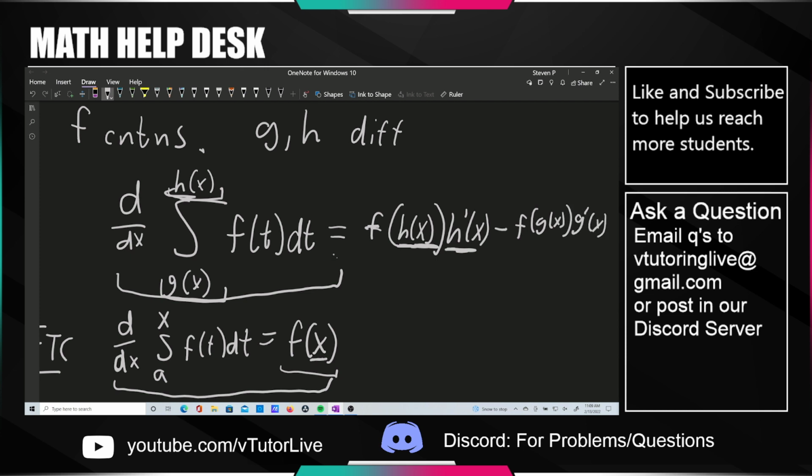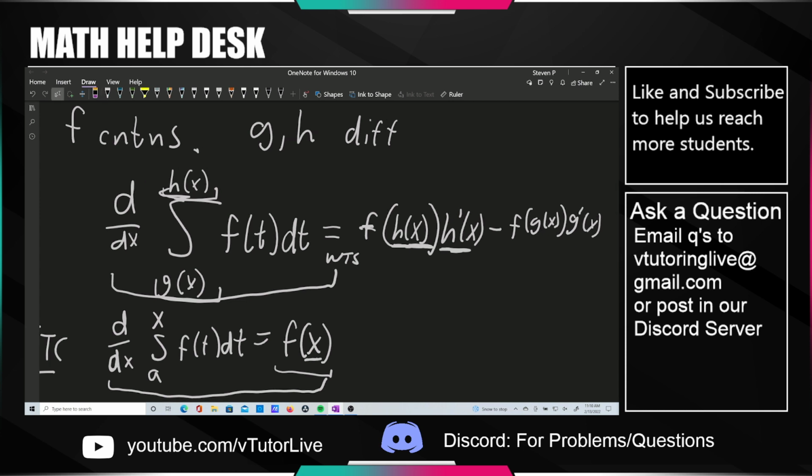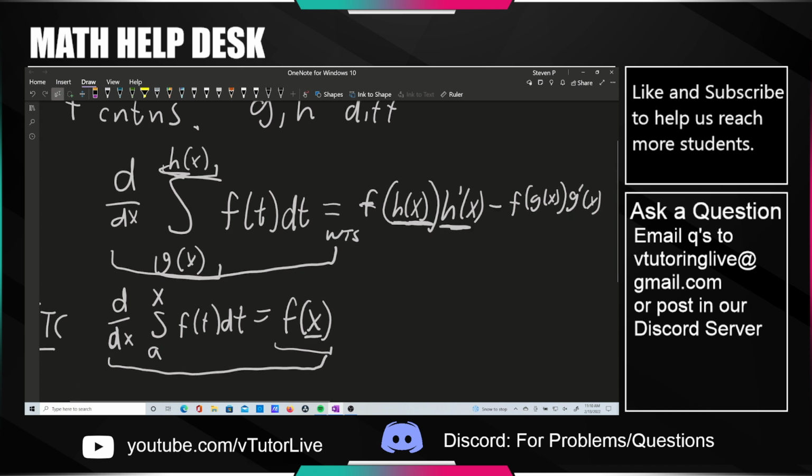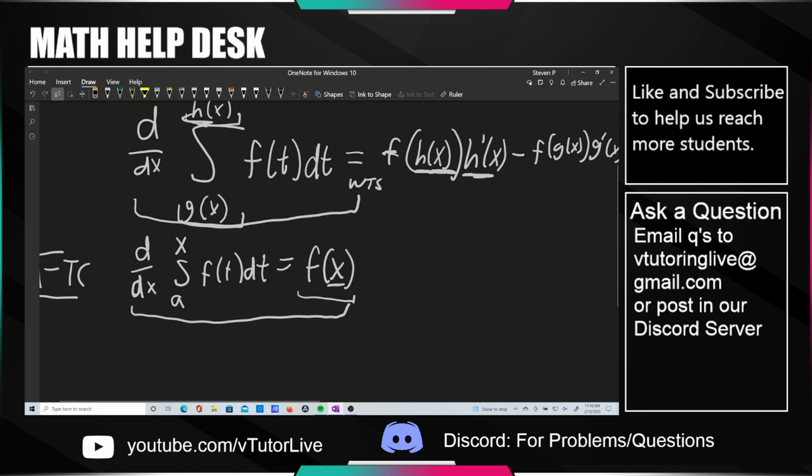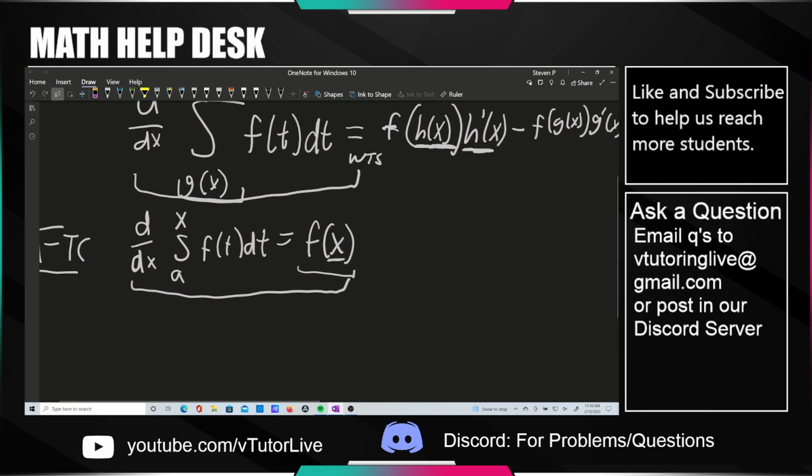So this is what we want to show. This is what the problem gives us. So we kind of just have to figure out how to word it this way. And I think this should be reasonably clear. So one of the things is, okay, let's just rewrite it, going from g of x to h of x.